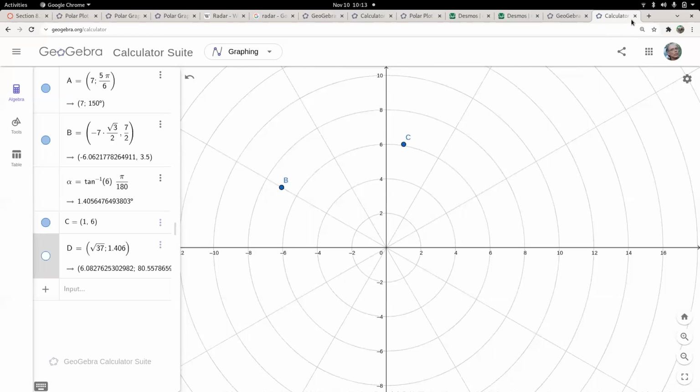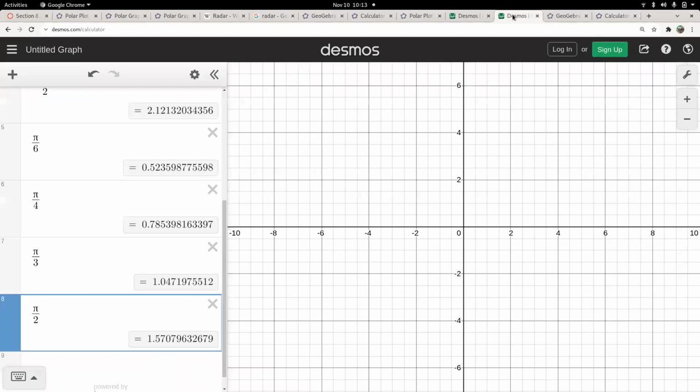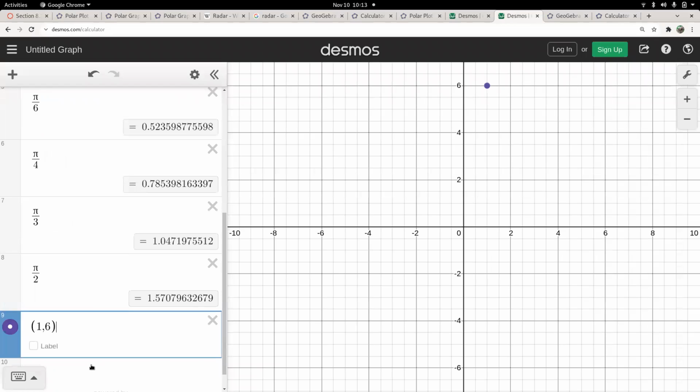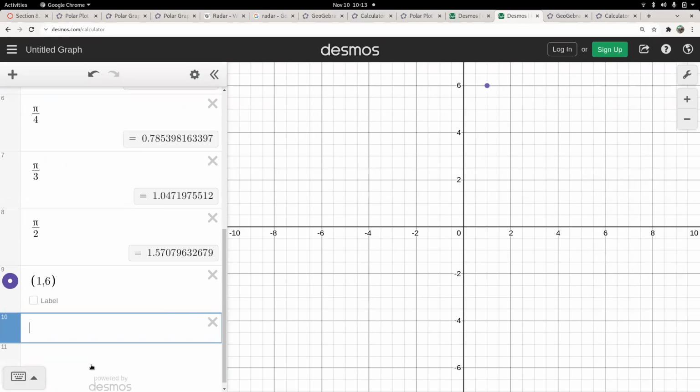Let's try that. I've got Desmos over here somewhere. If I wanted to do a polar point here, the rectangular one's easy, 1, 6. But the only way to do polar points is to use the r cosine thing. That's a total pain in the butt here. Okay, we're not even going to do that in Desmos. It's too weird.